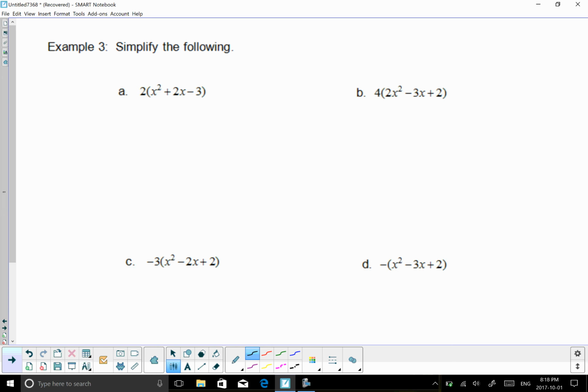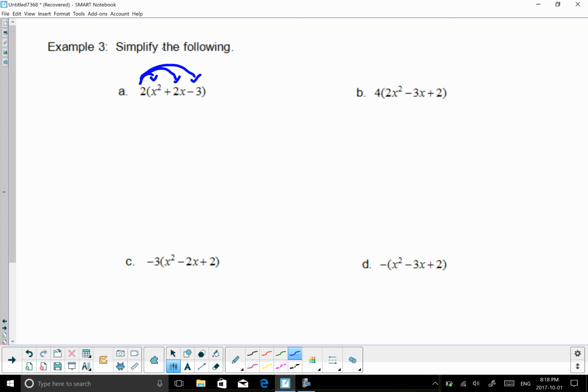Okay, so here we have more examples. Now you'll notice here there's 3 terms in this bracket. So remember, x squared and x is not like terms. They are different exponents on the variables. It's the same idea, except now I'm multiplying 3 times. So I'm going to multiply the 2 times x squared, 2 times 2x, and 2 times negative 3. So I jumped ahead and I didn't even read the instructions, which is not a good idea. We always should read instructions.